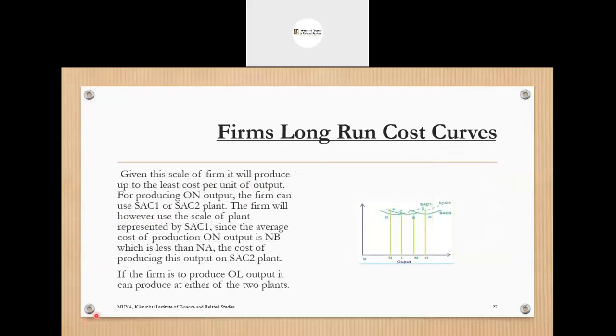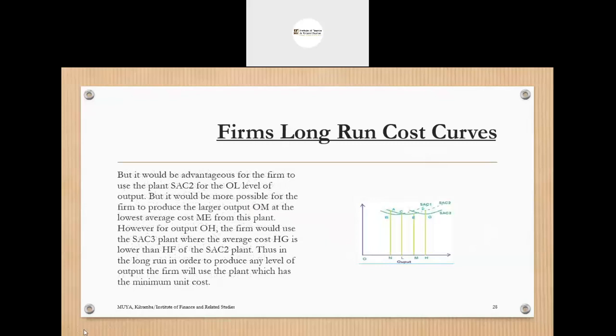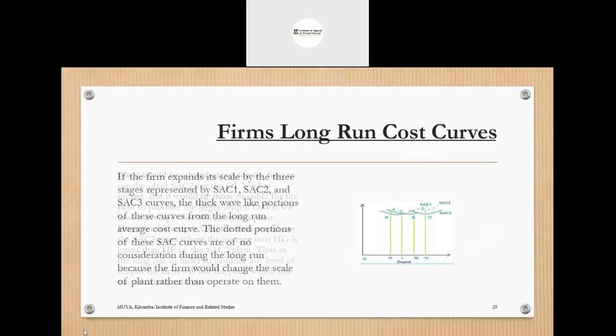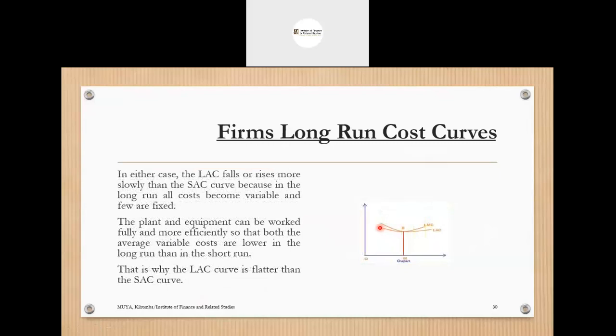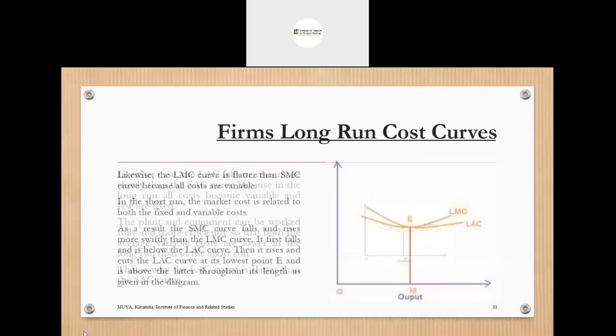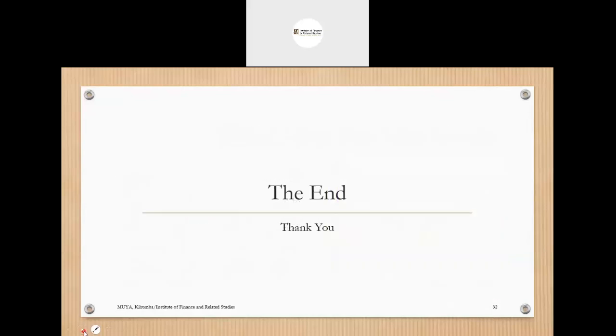As you notice, the same explanation applies there. And in the long run, what happens? We've got this flatter long-run average cost curve, and you can notice the long-run marginal cost curve. But the most important thing to note is that the long-run average cost curve is flatter than the short-run average cost curve. That's the important thing to notice.